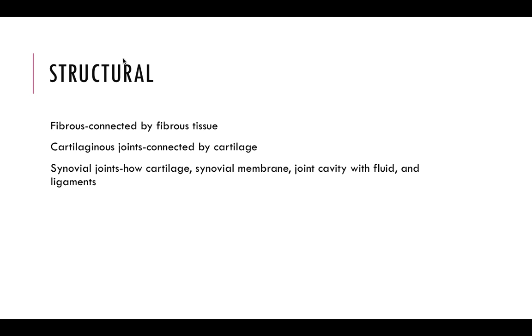The second kind is cartilaginous. These are connected by cartilage. This is like the intervertebral disc of our back or the piece of cartilage between our hip that we saw in the lab. It's called the pubic symphysis.